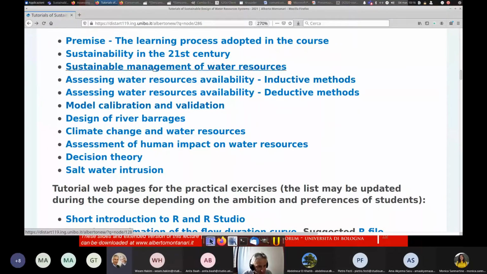Now, let me go to assessing water resources availability. So I said that we have two options: measurements or mathematical modeling, which we can blend together. So these two options are discussed here in two lectures: inductive methods and deductive methods. Mathematical modeling is included in the deductive methods, and getting information directly from observations is included in the inductive methods. Let's start with the inductive methods.